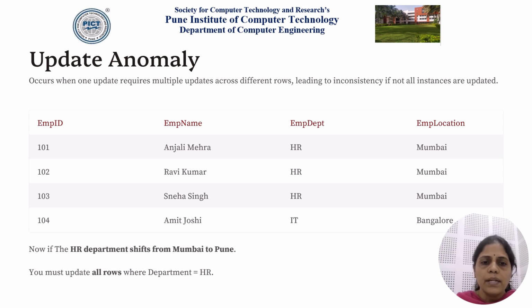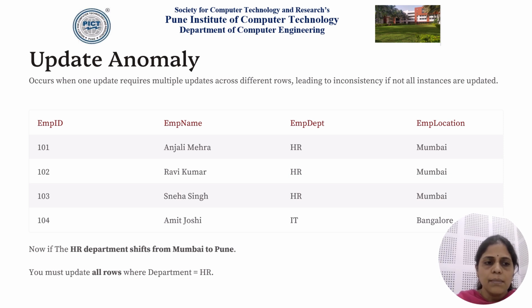It occurs when we have to update only one record. Because of the inconsistencies, we have to update a number of records over here. So that is said to be an update anomaly. It occurs when one update requires multiple updates across a number of different rows, which leads to inconsistency if all those instances are not updated properly.